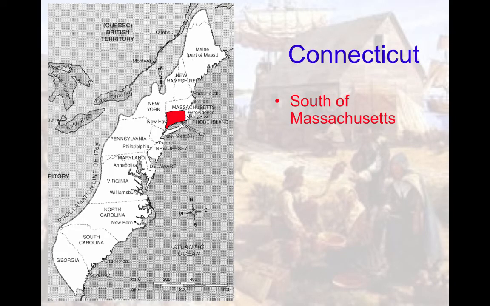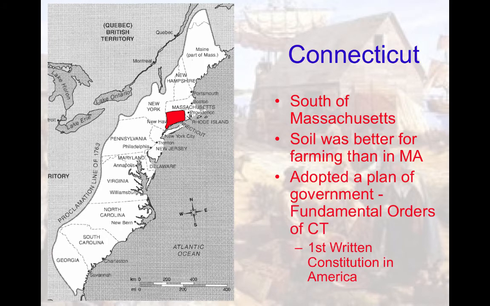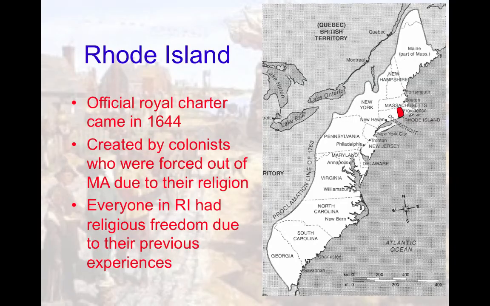The next colony is Connecticut. As you can see on the map, it's south of Massachusetts. And being slightly south, the soil was actually a little bit better for farming than in Massachusetts. Connecticut is best known for adopting the first written constitution in America, which was called the Fundamental Orders of Connecticut. Now, the Mayflower Compact was an agreement that they would form a government and that they would listen to that government. They agreed to give power to it. But this in Connecticut is the first actual plan for the government, what it is going to do. So it's the first constitution in America.